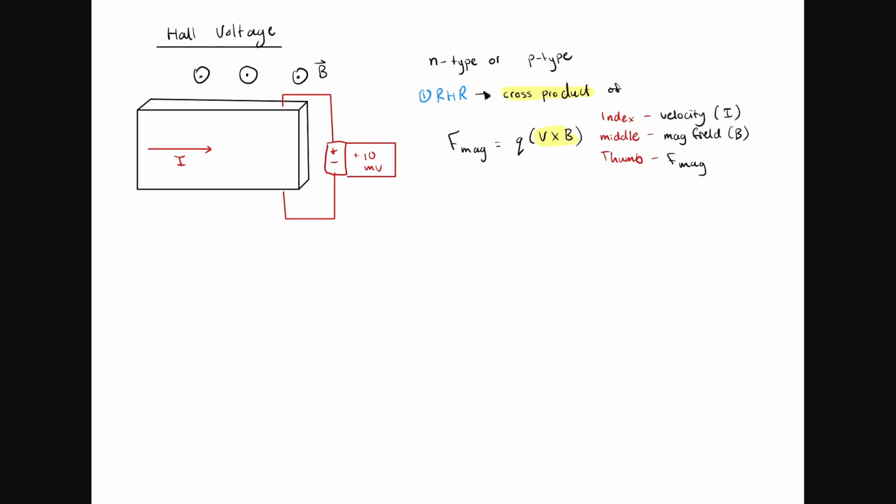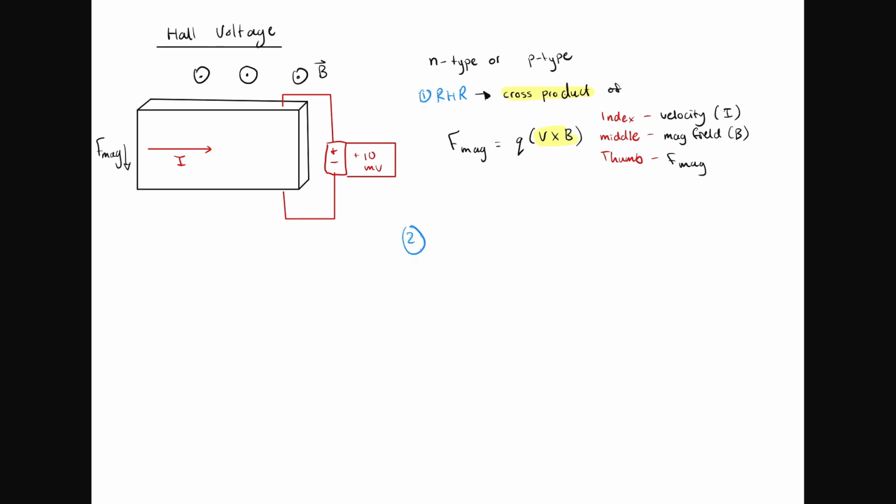Okay, so let's take a second to point our fingers in these respective directions. Our index finger is going to be pointing to the right. Our middle finger is going to be pointing out towards us. I'm doing it right now as I'm speaking to you. So which way would our F mag point? As a result of this, F mag points down. And so that's the first step.